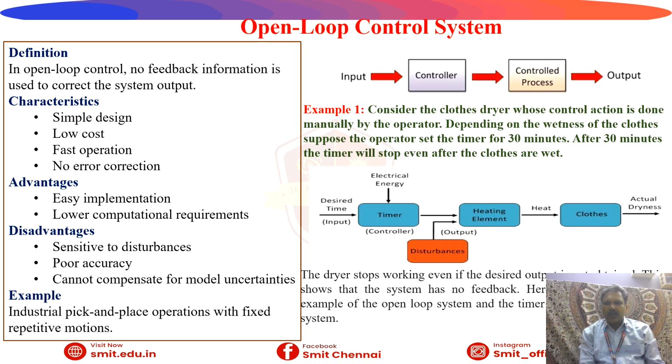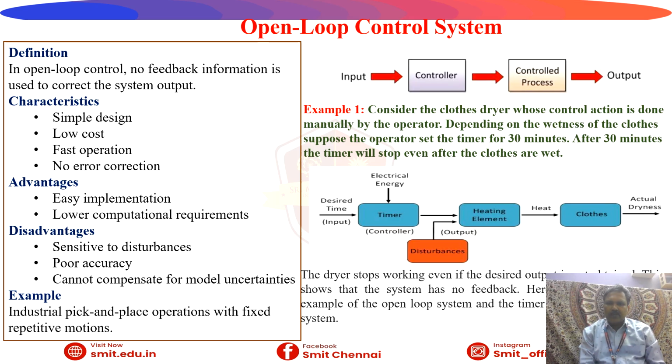So here one example is also mentioned over here. Consider the cloth dryer whose control action is done manually by the operator depending on the wetness of the cloths. Suppose the operator sets the timer for 30 minutes. After 30 minutes, the timer will stop even if the cloths are still wet. So this is one operation.